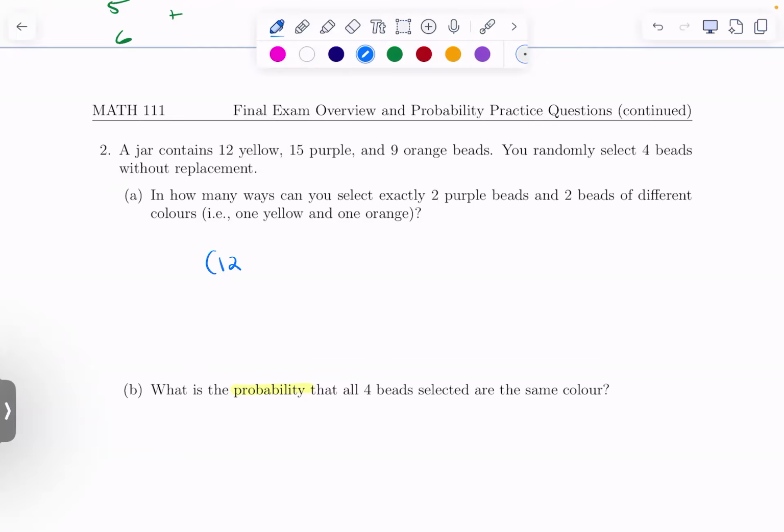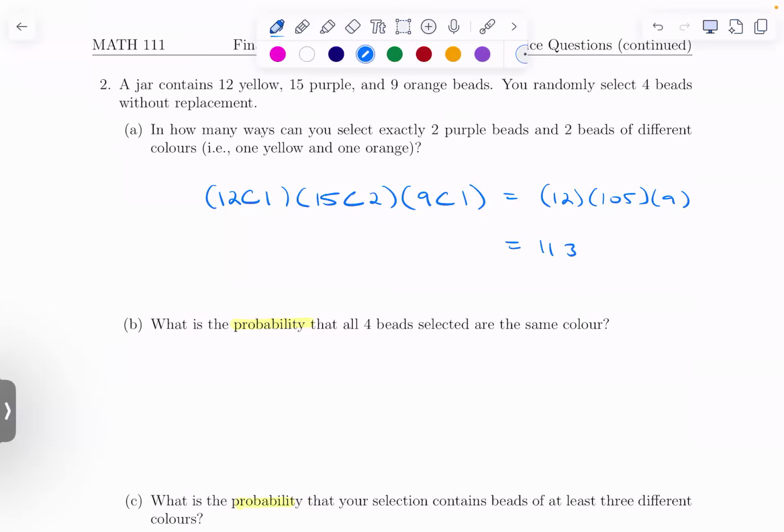12 choose, so for the yellows, I want 1. And from the purples, I want to choose 2. And from the orange, 9 choose 1. I get 105, and oops, I did them in a different order. Sorry. 12 times 105 times 9. I get 11340.